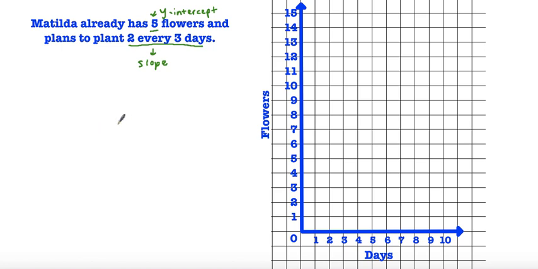And so we could represent this as y equals, remember that our rate of change is 2 every 3 days, so 2 new flowers every 3 days times the number of days, x, plus 5, because we initially started off with 5. Okay? So be mindful that the 2/3 here represents 2 flowers every 3 days.